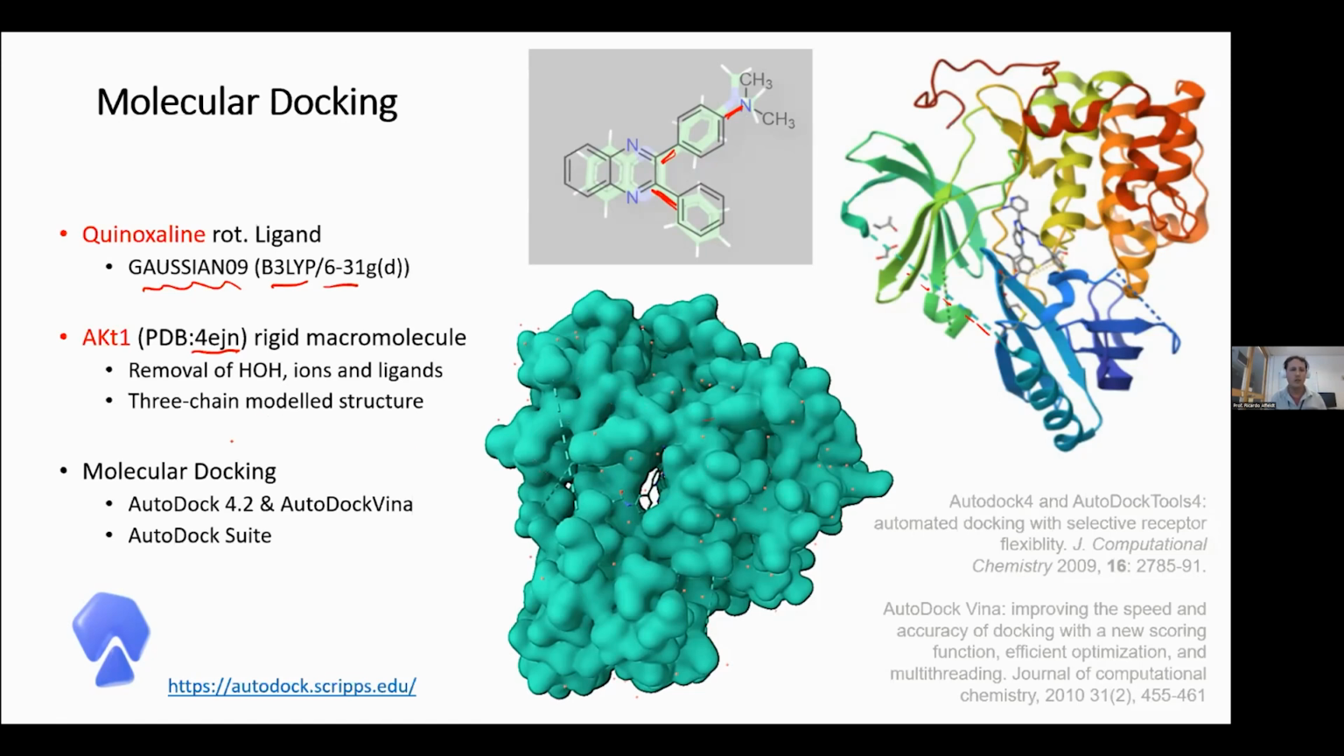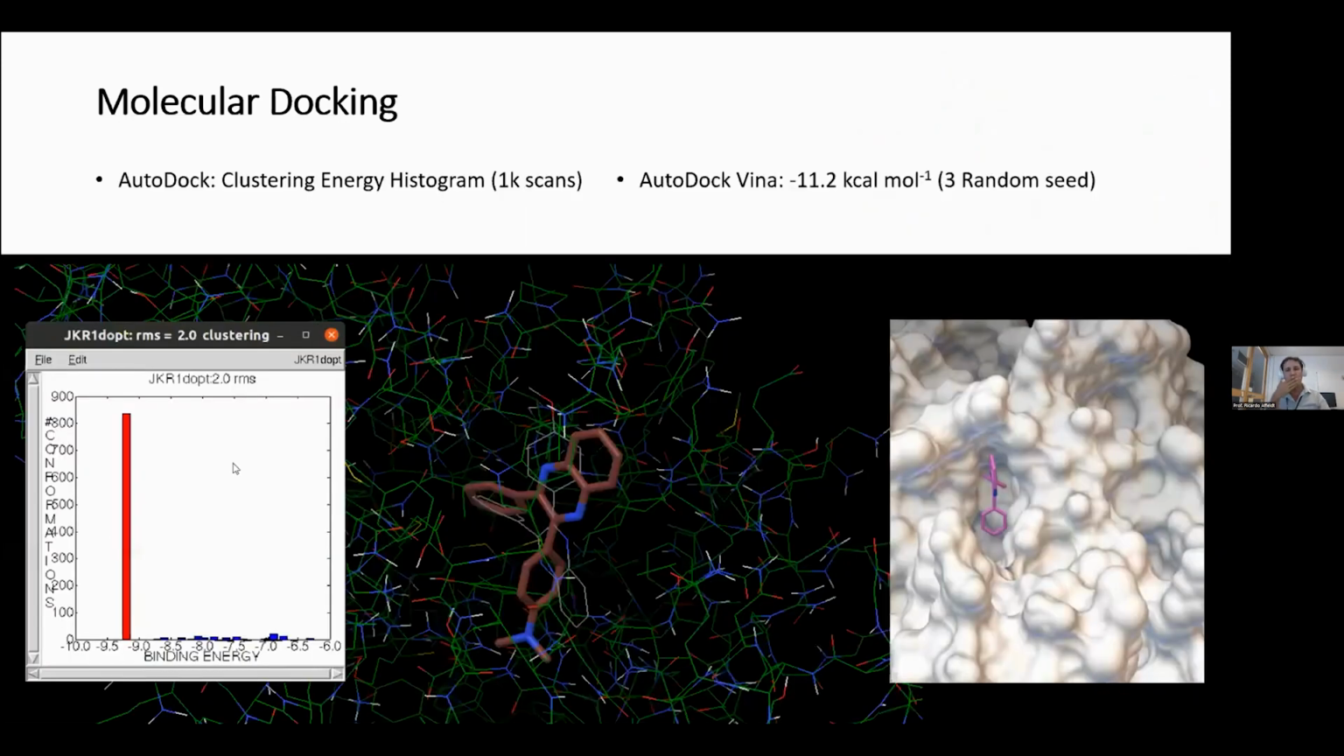The molecular docking was performed with AutoDock 4.2 and AutoDock Vina, and AutoDock Tools for visualization. One thing that is interesting is that the pocket from the active site is particularly big if you compare this compound, the quinoxaline compound here, with the original ligand, for instance, that I showed in the beginning of the lecture. Our compound is much smaller than the original ligand.